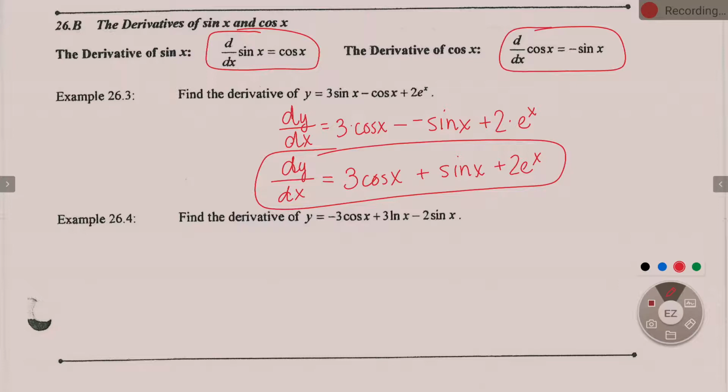Okay, bottom one. Find the derivative of y equals negative 3 cosine x plus 3 natural log of x minus 2 sine x. Okay, here we go. I'm going to start by writing dy over dx. Okay, derivative of negative 3 cosine x.